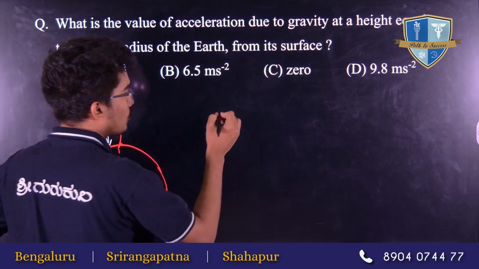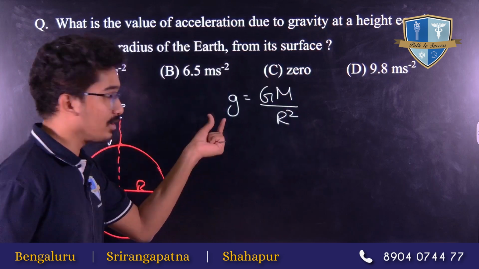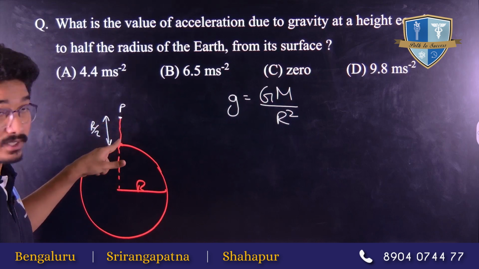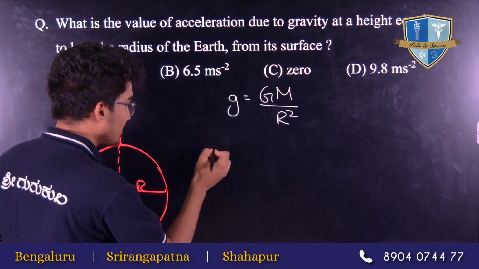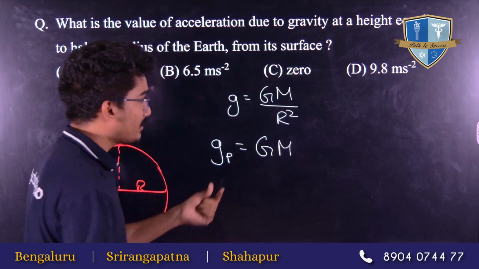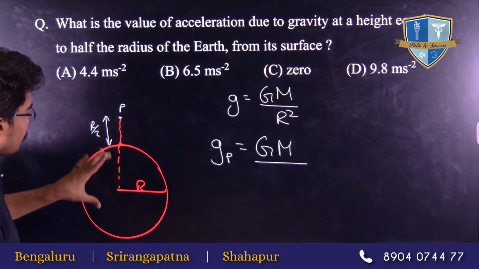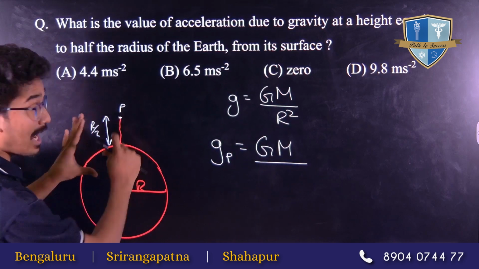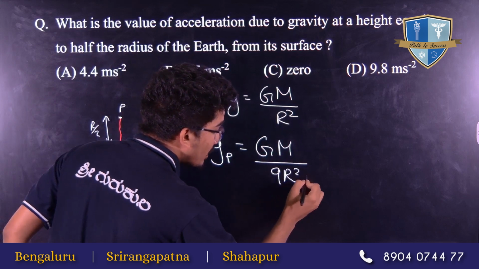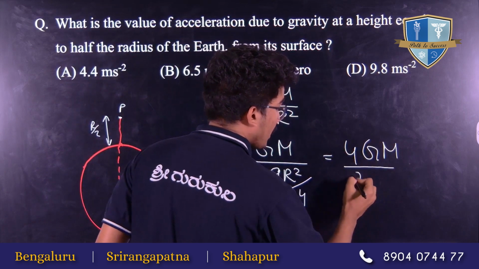So at the surface, we know that g is equal to GM by r square. This is the small g value we have calculated. Now at this point P, how will you calculate gravitational acceleration? g at point P will be equal to GM divided by the distance from the center squared. The distance from the center is r plus r by 2, which is 3r by 2. So the square will become 9r square by 4, so this will be equal to 4GM by 9r square.